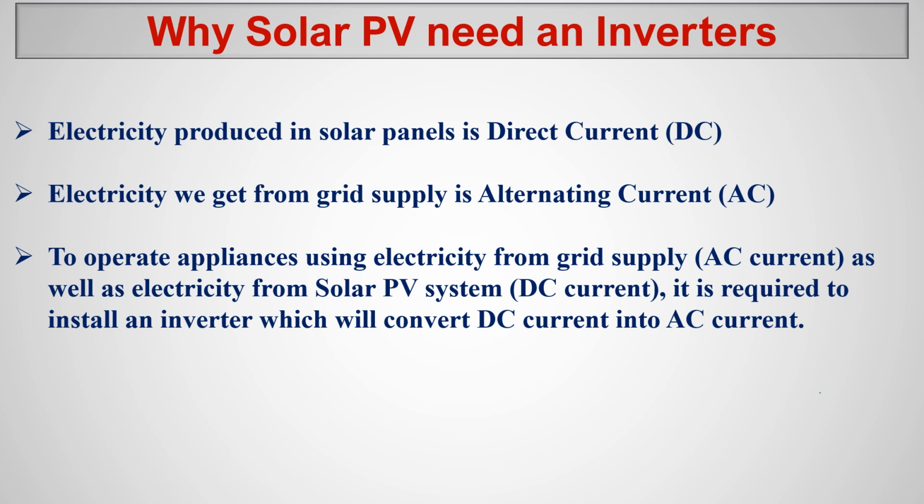The solar panels always produce DC current, direct current. But in our house we are using AC current, alternating current. Because we are using alternating current, we need to convert the DC current into AC current. So inverters are doing the job of converting DC current into AC current. This is the primary reason why we need an inverter.